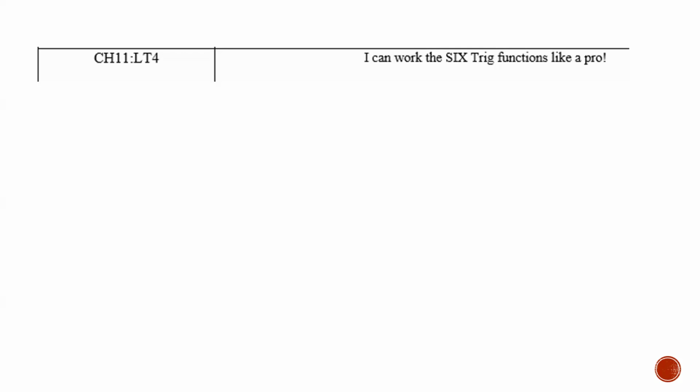I can work the 6 trig functions like a pro. Did you know there's 6 of them? There's a lot of vocabulary in this unit. I'm going to say the word ratio a lot. When I say ratio, I'm talking about how the trig functions are all ratios of side lengths of a right triangle. So a ratio is a comparison of two numbers, a fraction, if you will, comparing two numbers.